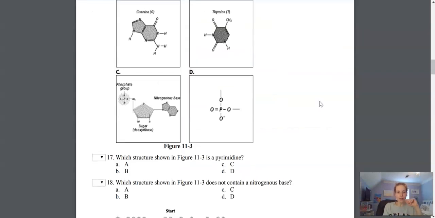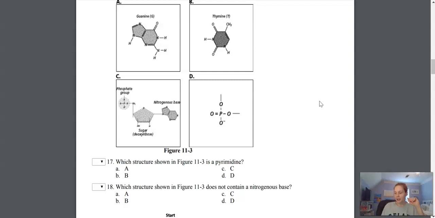Okay. 17, which structure shown in figure 11.3 is a pyrimidine? You don't need to know that, so you can go ahead and skip that one. 18, which structure shown in 11.3 does not contain a nitrogenous base? You need to know this. So 18 is basically asking which of these does not have a base.